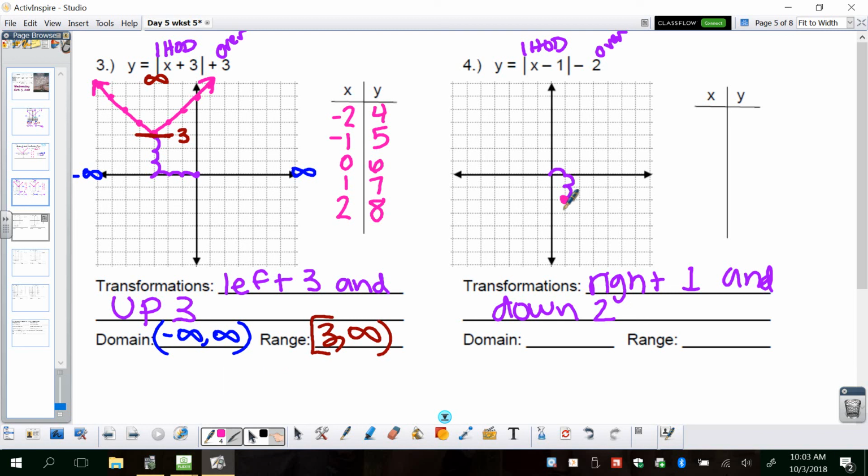Did anything tell me to flip it? No, so it's still up and upwards. So this is what everybody should have. And what do we notice? What's at negative 2? 0, 0, negative 1.